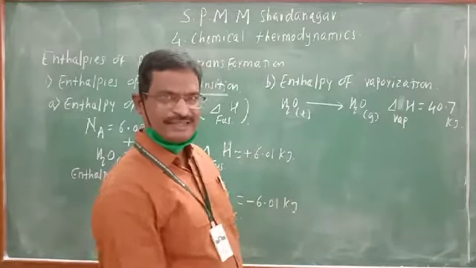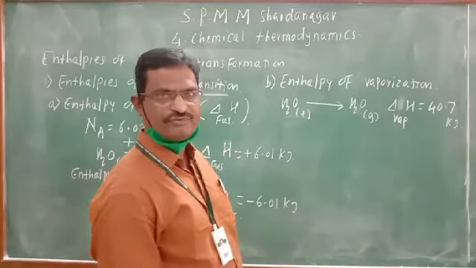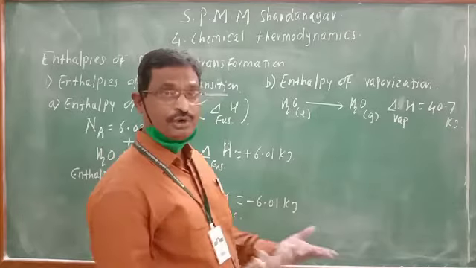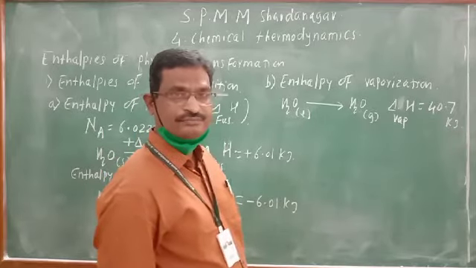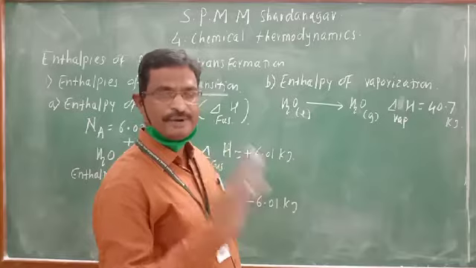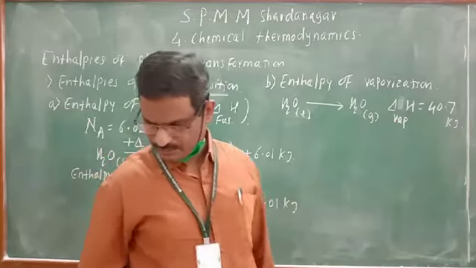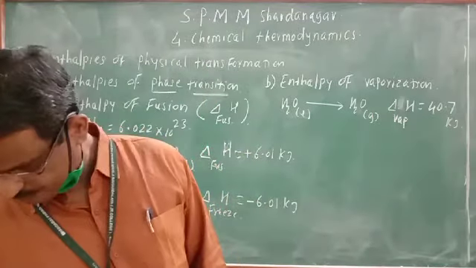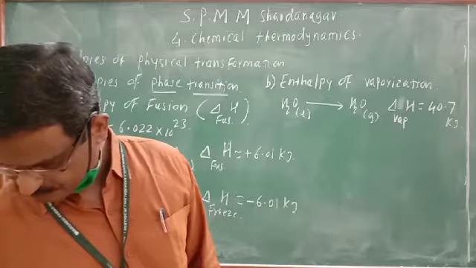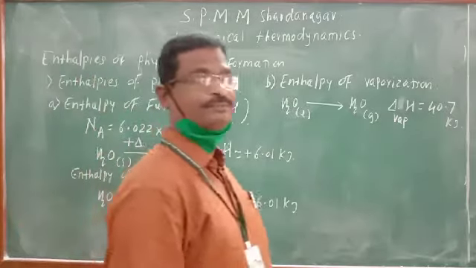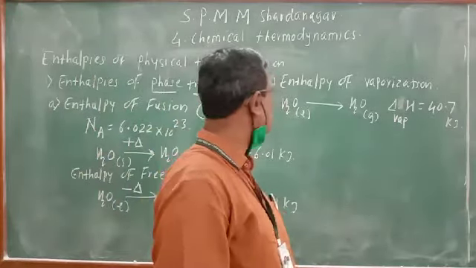At 25 degree Celsius it is a different value, 44. At 0 degree Celsius that is a different value, and that value is 45.07 at 0 degree Celsius.